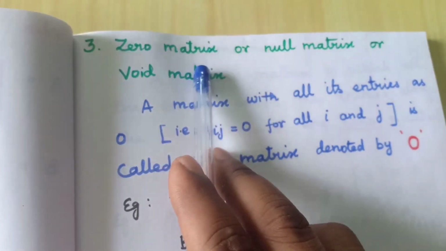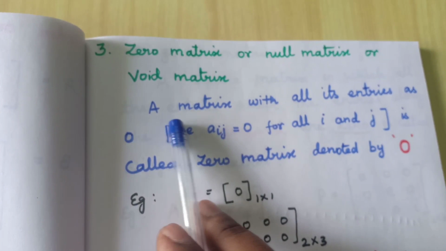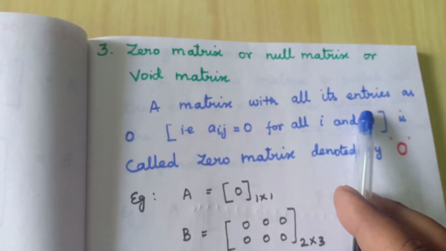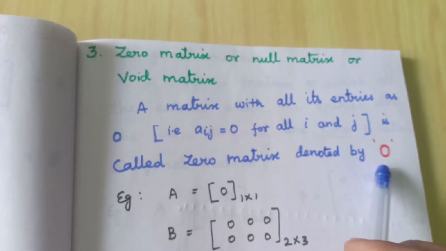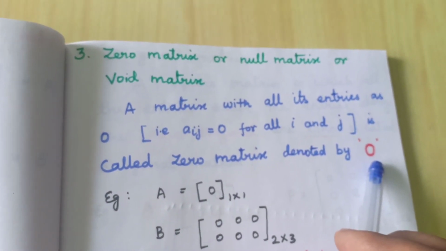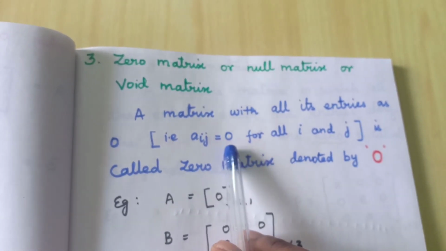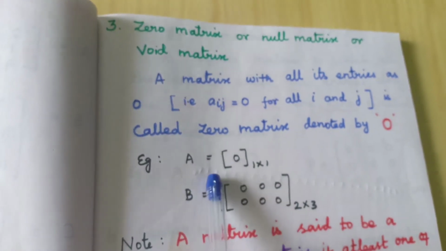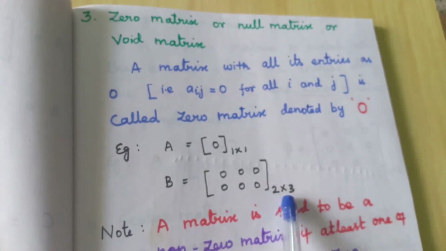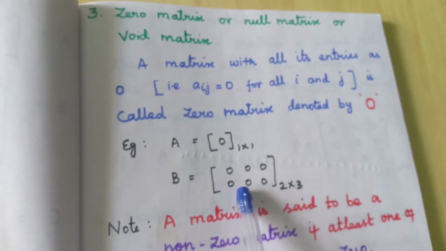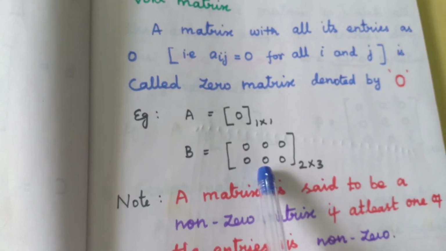Third one, zero matrix or null matrix or void matrix. A matrix with all its entries as 0 is called a zero matrix, and it is denoted by the letter O. That is, each entry Aij in that matrix is 0. For example, A is a 1 cross 1 zero matrix, B is a 2 by 3 zero matrix. All the entries in the matrix are 0, so they are called zero matrices.